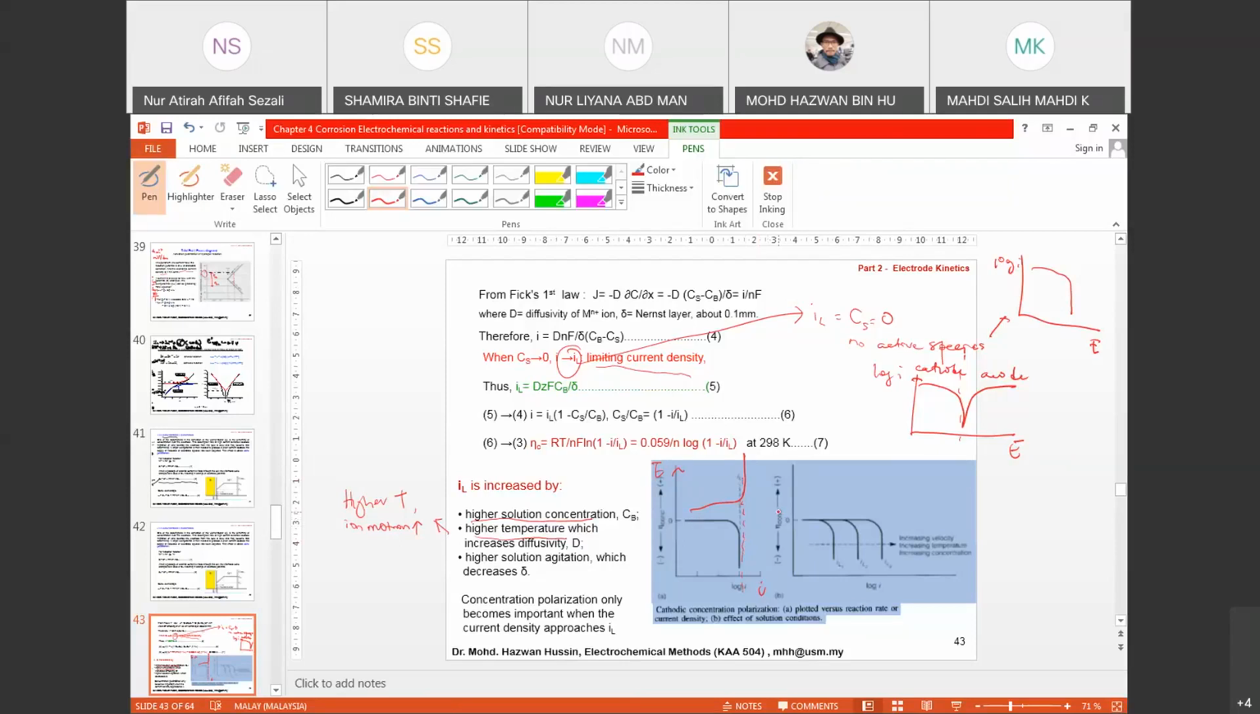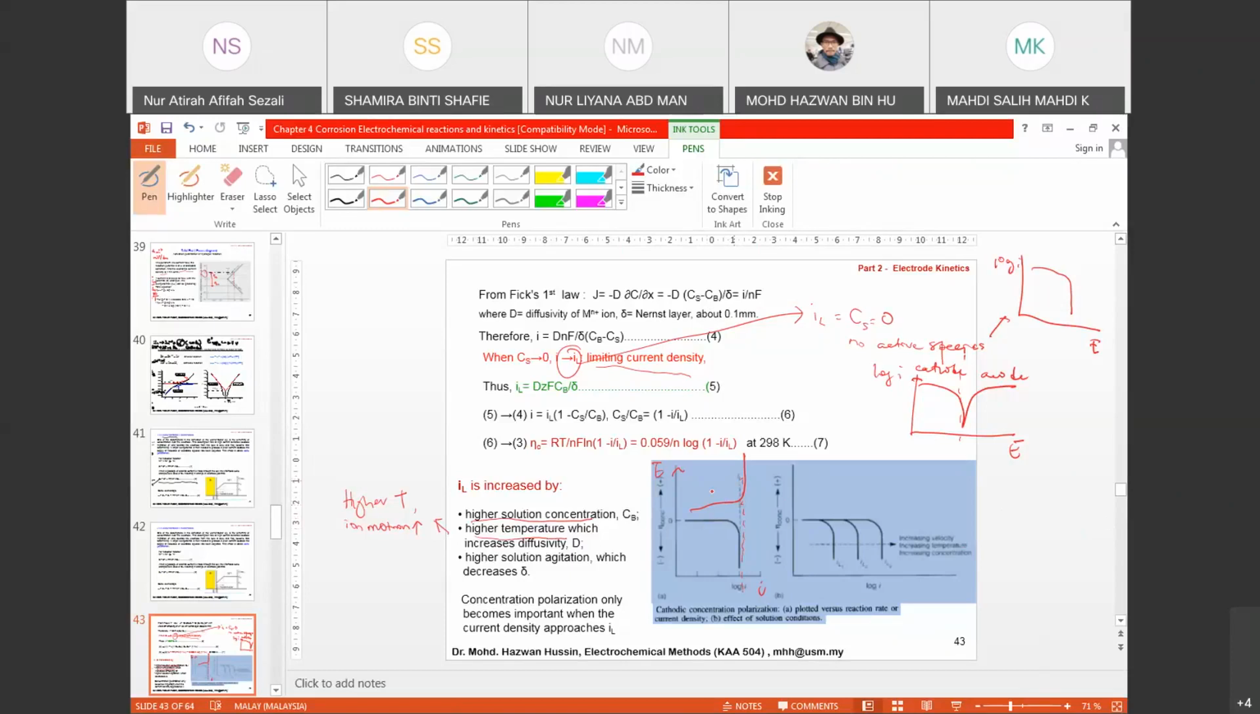Doktor, saya just nak confirm semula. So if we have a cathodic graph at the bottom, we will have a limiting current density, the flat part of the current density. And if we have anodic and the current density is flat at the anodic, that means we have passivity. Right? Yes. Okay.